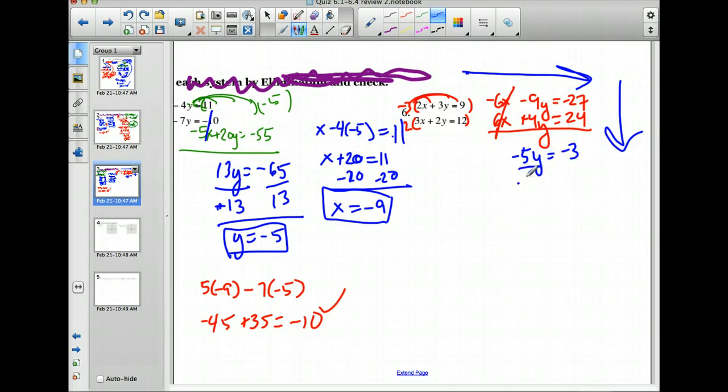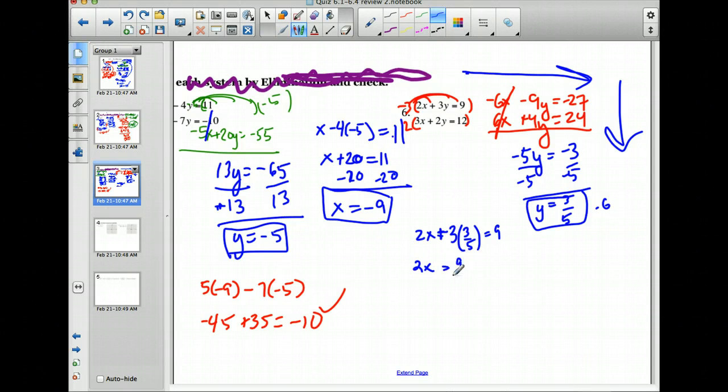So divide both sides by negative 5. And that gives me y equals 3/5, which is the same as 0.6. So now I plug that in and solve for x. So I have 2x plus 3 times 3/5 equals 9. So that gives me 2x plus 9 over 5 equals 9.